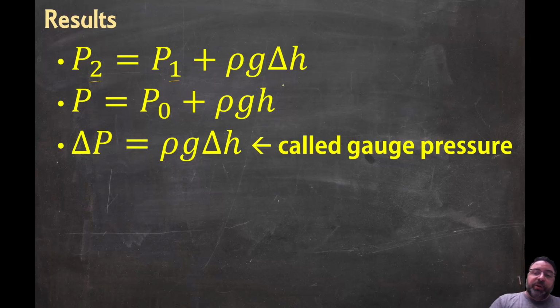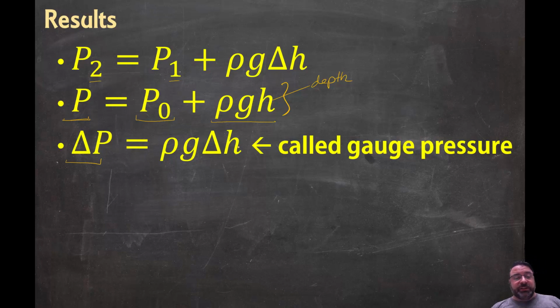On your equation sheets or in a textbook, you might see it written this way, where the absolute pressure is just P. The known pressure is P naught. And they don't use a delta for the H. They say H is just the depth. I like the delta because it reminds me it's a difference in height. And also, if you're looking for the gauge pressure, remember, it's just rho g delta h.